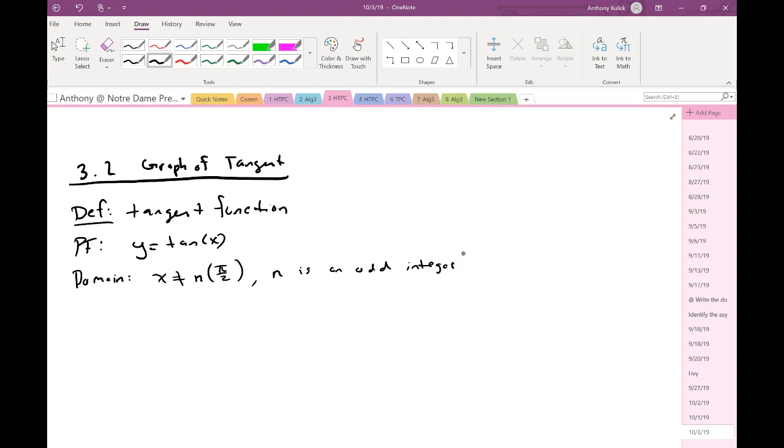So, for example, odd integers would be things like 1, 3, 5, 7. Also, -1, -3, -5, -7, etc. The range is going to be all real numbers.